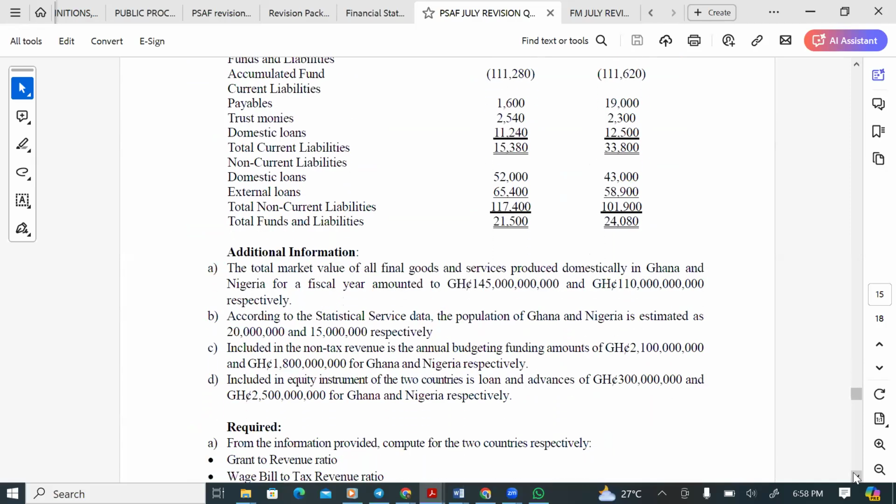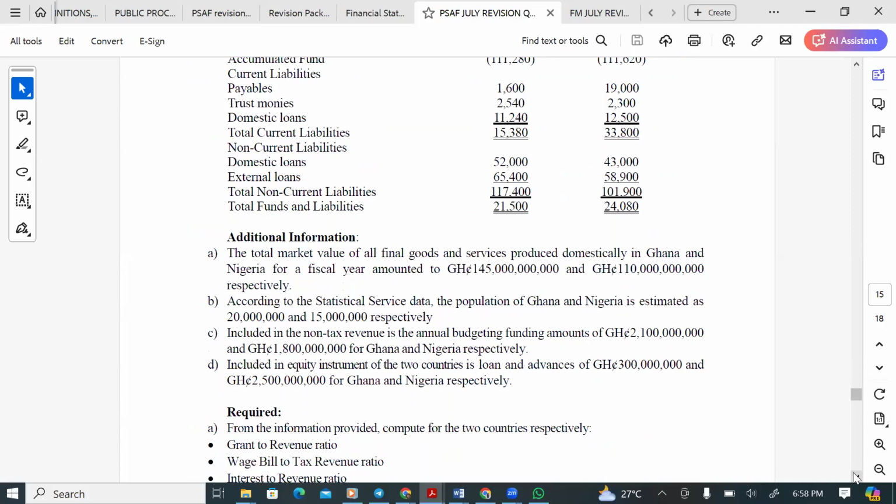Additional information. A. The total market value of all final goods and services produced domestically in Ghana and Nigeria for a fiscal year amounted to 145 billion cedis and 110 billion cedis respectively. B. According to the Statistical Service data, the population of Ghana and Nigeria is estimated at 20 million and 50 million respectively.